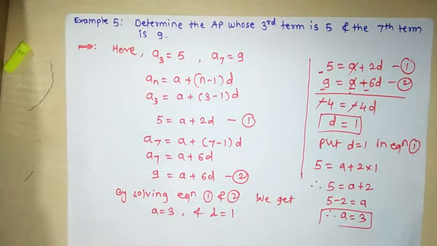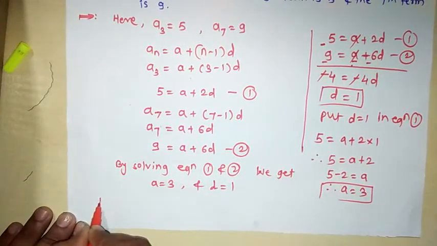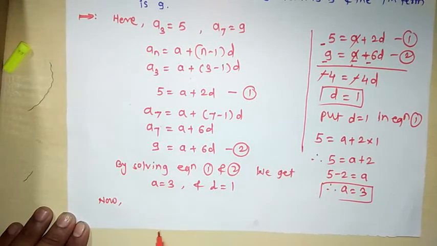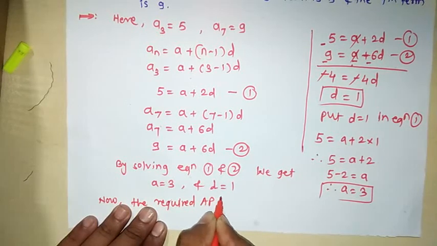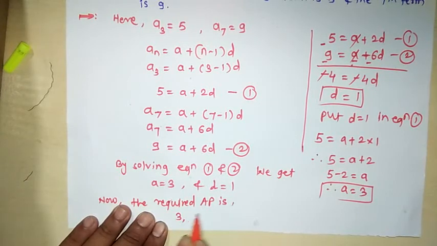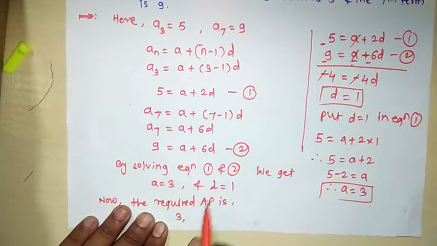Now we can easily find the AP. Now the required AP is, which AP? First term is 3 and what will be the second term? Plus the common difference, that is 1. 3 plus 1 is 4, and 4 plus 1 is 5, 6, like this. This is the required AP.